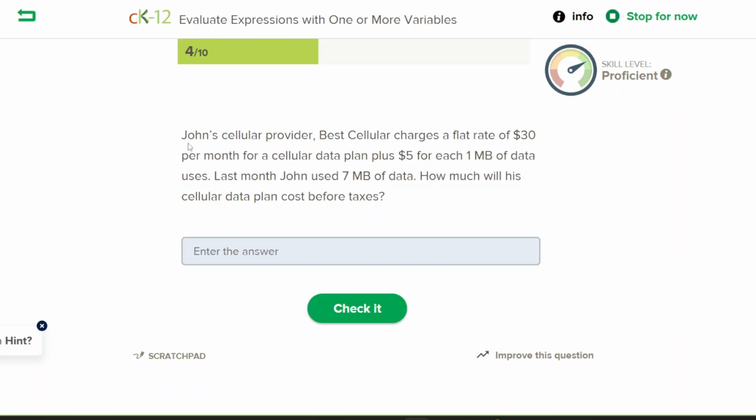So we're reading: John's cellular provider, called Best Cellular, charges a flat rate of $30 per month for a cellular data plan, plus $5 for each megabyte. Every single megabyte of data used. Last month, John used 7 megabytes of data. How much will his cellular data plan cost, before taxes? So they're not including taxes here.